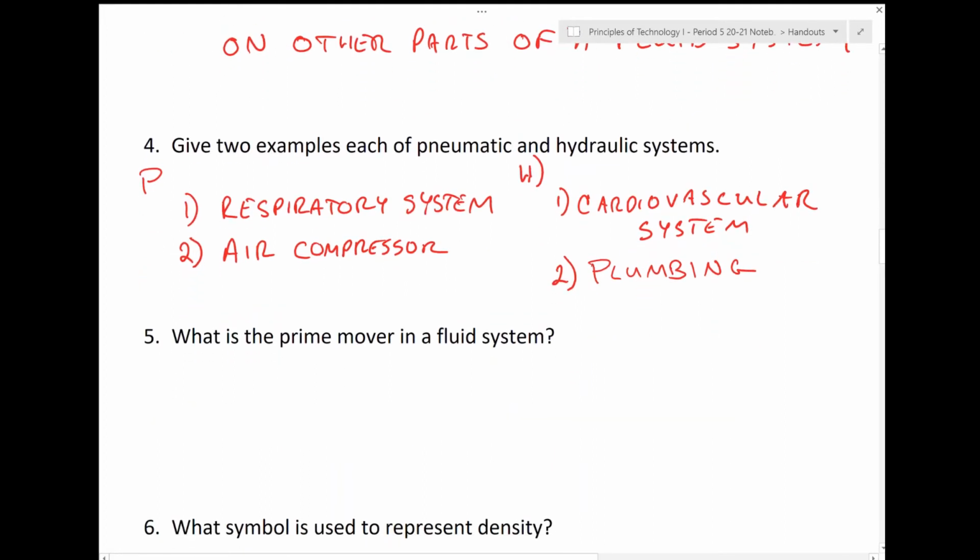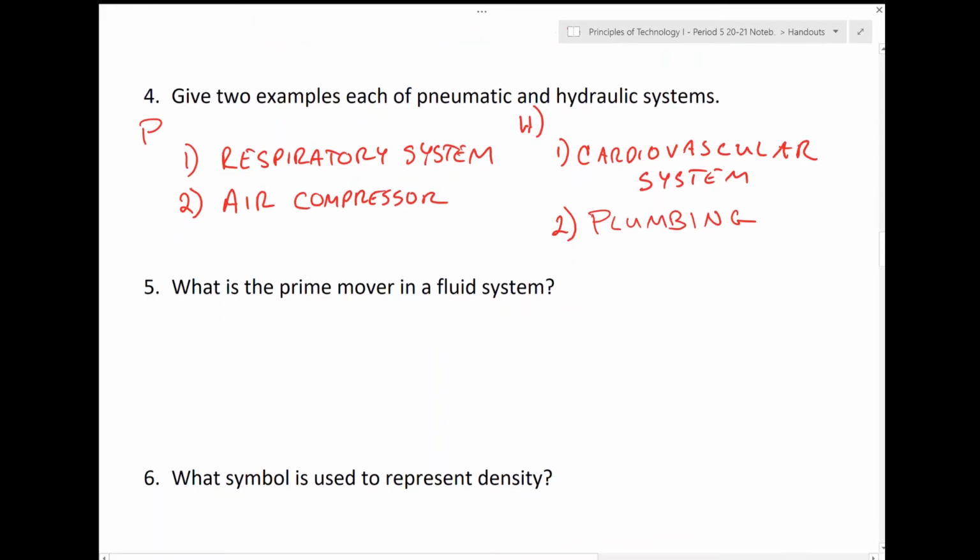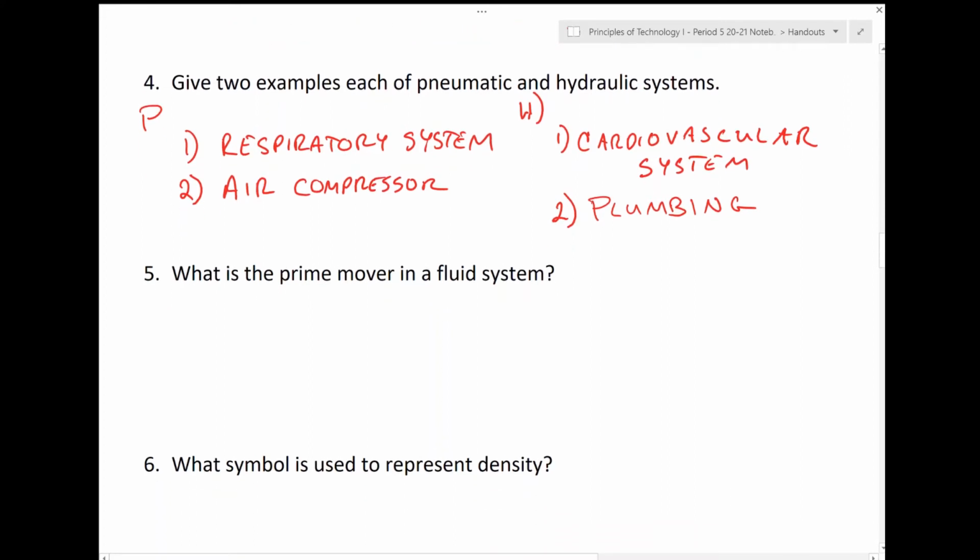What is the prime mover in a fluid system? Remember, prime movers are what make things move, not what is moving. So in a fluid system, you have a fluid, either a gas or a liquid, that is moving, but what causes those to move is pressure difference in the system.